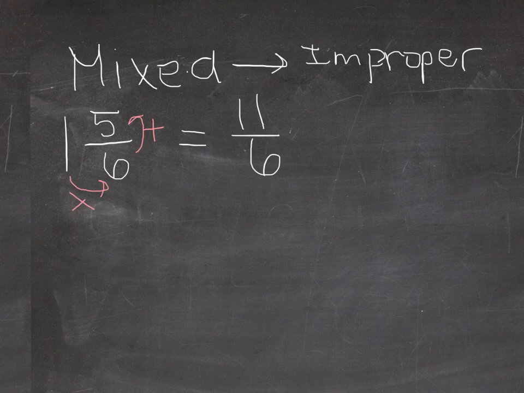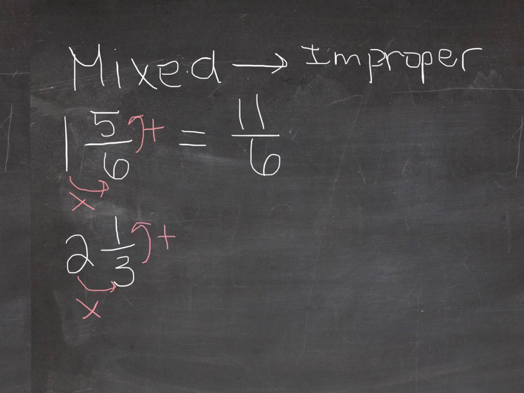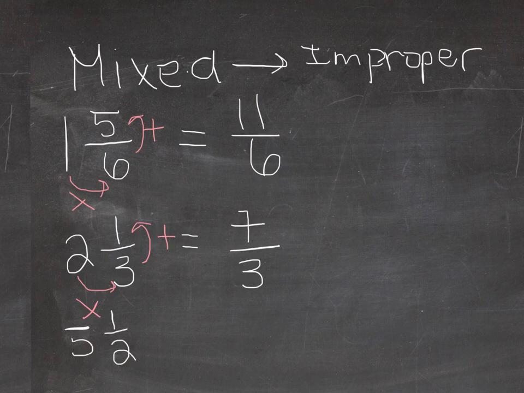So if I have 2 1/3, and I want to change that into an improper fraction, same thing, I'm going to do 2 times 3, and then I'm going to add the 1 afterwards. So 2 times 3 is 6, plus 1 is 7, over, and my denominator always remains the same, so 7/3. And one more example, if I have 5 1/2, same thing, I'm going to do 5 times 2, plus the 1, or add the numerator. So I have 5 times 2 is 10, plus 1 is 11/2.